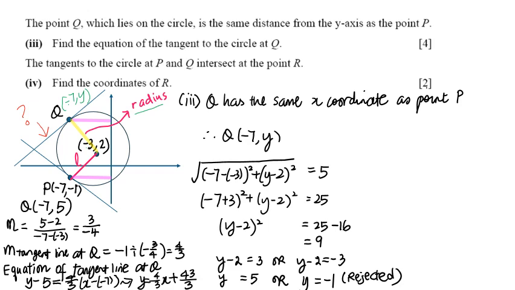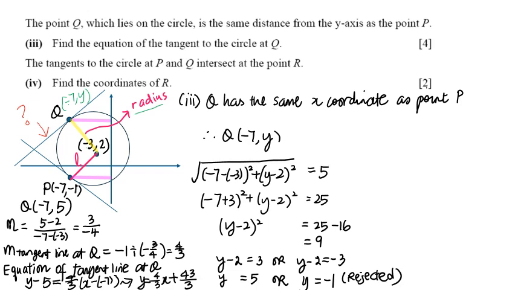Not the gradient of the radius, because a radius has no gradient. The gradient of the radius line. And then after that, I can find the gradient of your tangent line at point Q, which is negative 1 divided by negative 3/4. And from there, I find the equation of the tangent line. My goodness, so this 4-point question is not easy also.